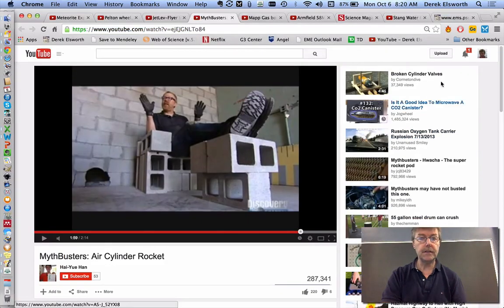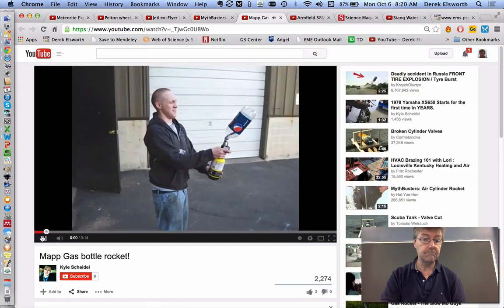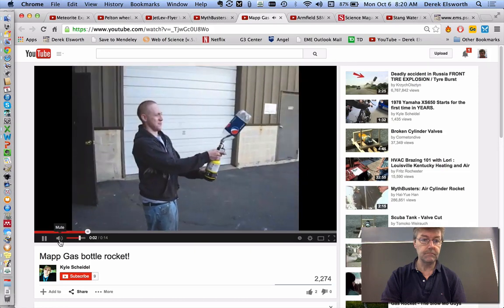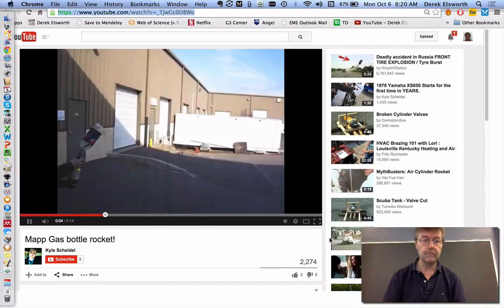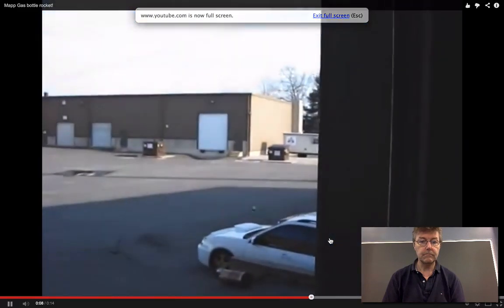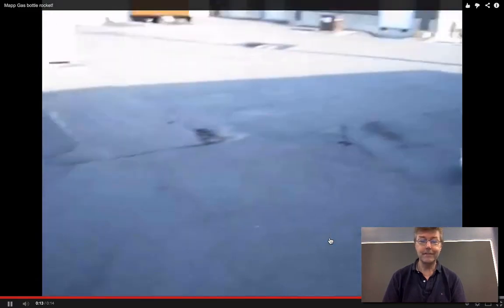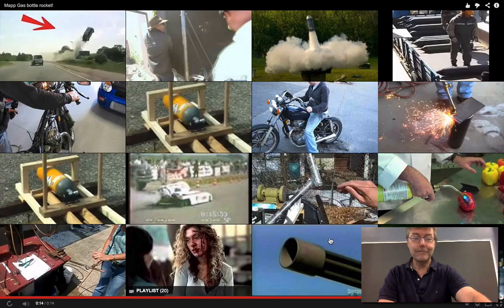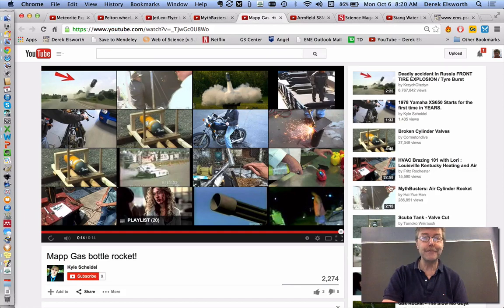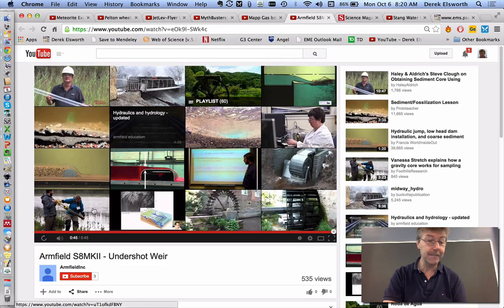Okay, this is it. So what else we got? Oh yeah, so. Hold on. This is a MAP gas bottle rocket. Good? Do it. So, it makes a lot of noise. So good use of a propane torch, I guess. So anyway, or at least one use. I'm not sure it's a good use. I probably shouldn't say that.